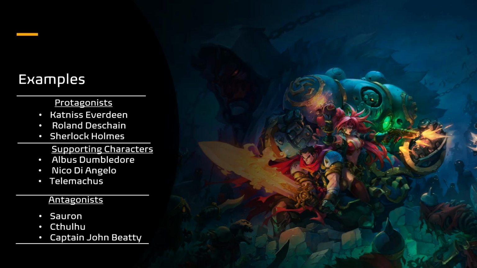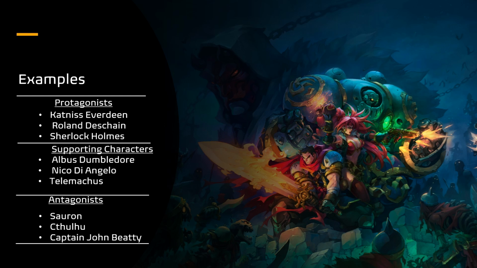Queuing up examples from completed works for each category, we have for protagonists Katniss Everdeen from Suzanne Collins' The Hunger Games, Roland Deschain from Stephen King's The Dark Tower, and Sherlock Holmes from Sir Arthur Conan Doyle's The Adventures of Sherlock Holmes. For supporting characters, we have Albus Dumbledore from Joanne Kathleen Rowling's Harry Potter series, Nico D'Angelo from Rick Riordan's Percy Jackson and the Olympians series, and Telemachus from Homer's The Odyssey.